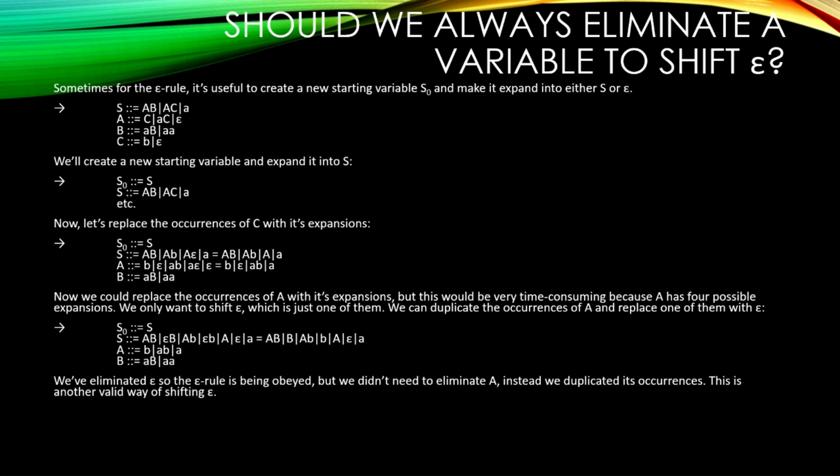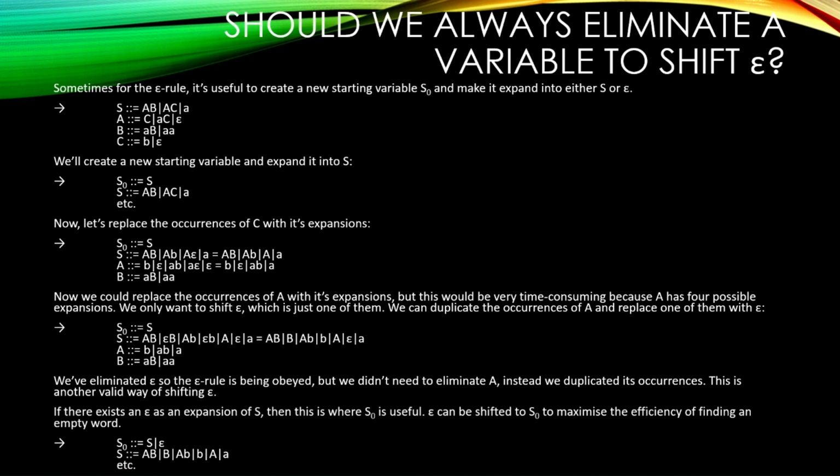But we didn't need to eliminate the variable A itself. Instead, we just duplicated its occurrences. This is another valid way of shifting epsilon. Yeah, so epsilon is being shifted. Okay, we've eliminated epsilon from the variable A. Sorry, even I got confused at my own wording for a second.